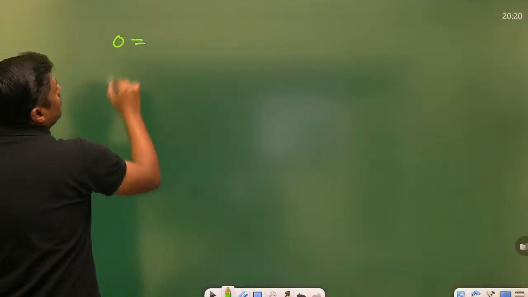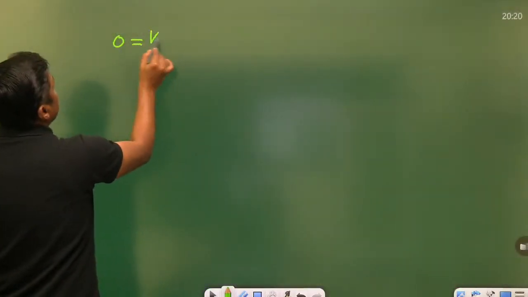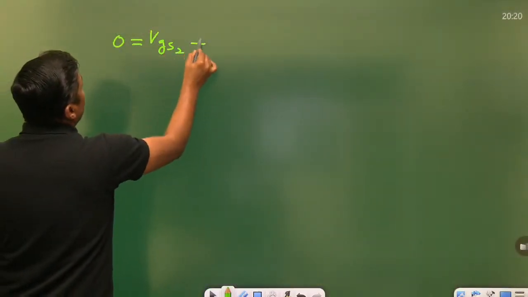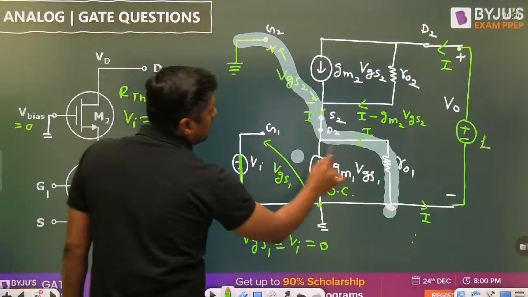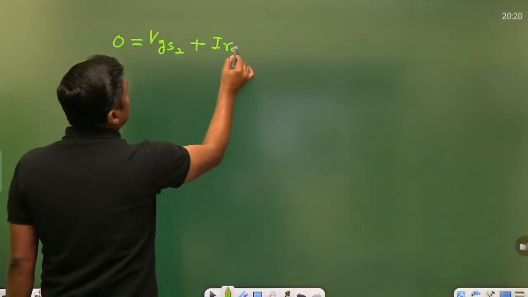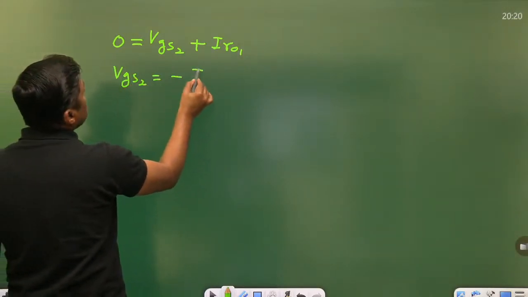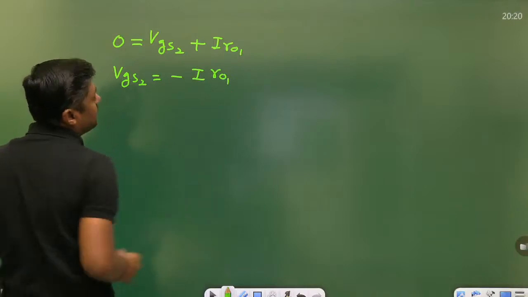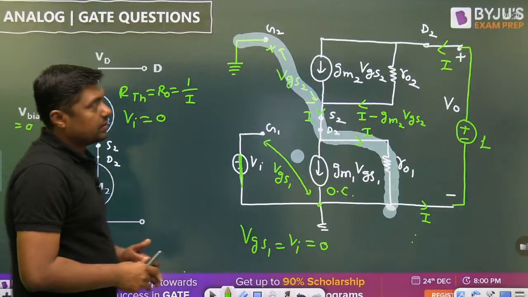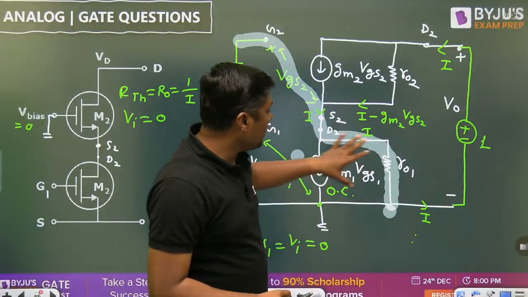0 is equal to VGS2 plus I into R01. So what is the VGS2? It will become minus I into R01. R01, this one. Okay. Once it is R01, this is open circuit.